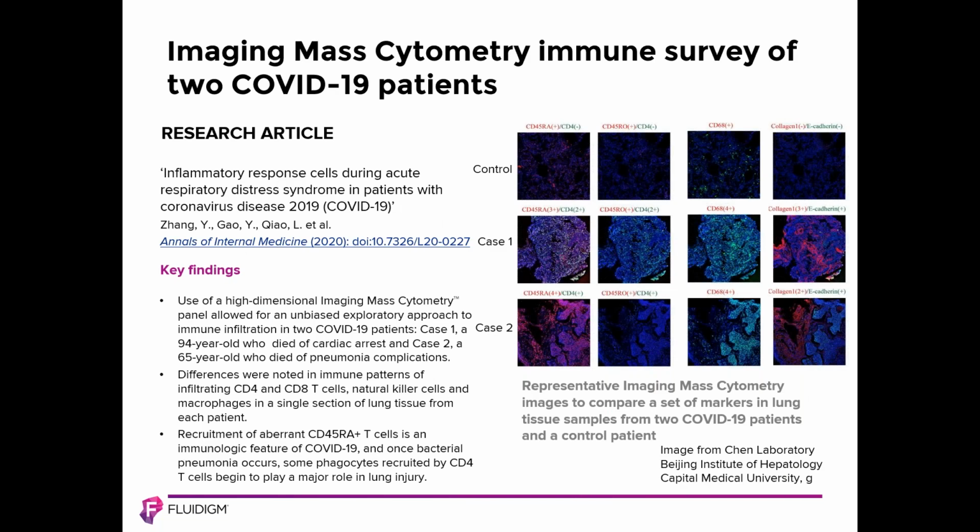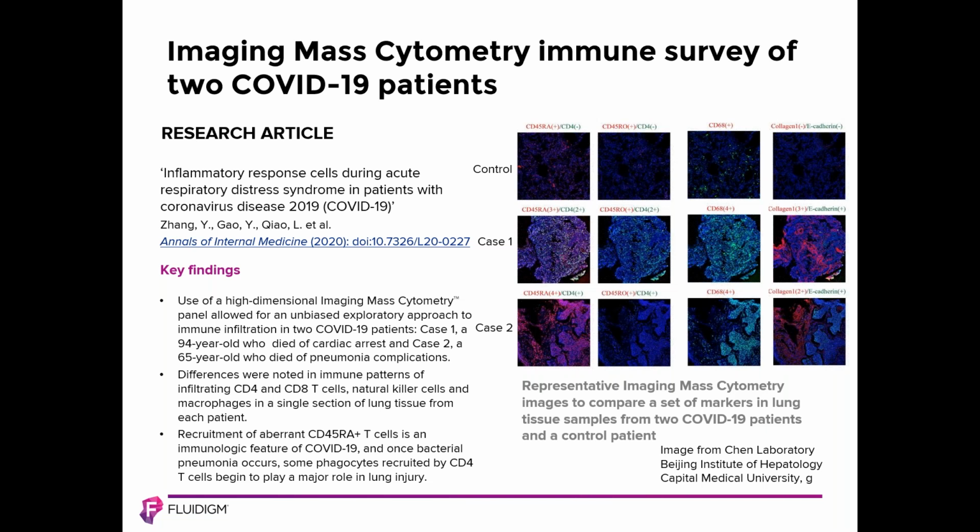This slide shows a recent paper from the Annals of Internal Medicine. The authors used an 18-marker imaging mass cytometry panel to enable an unbiased exploratory approach to assess immune infiltration in lung tissue from 2 patients with COVID-19, one who died of cardiac arrest and one from pneumonia complications. Differences were noted in the immune patterns of infiltrating CD4 and CD8 T cells, NK cells, and macrophages in a single section of lung tissue from each patient.